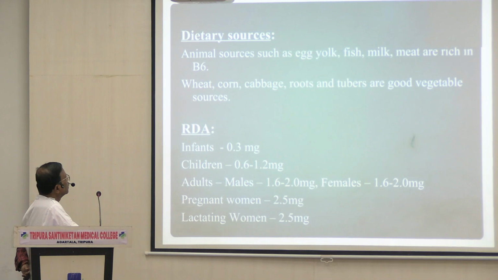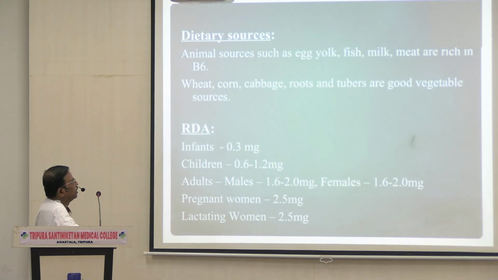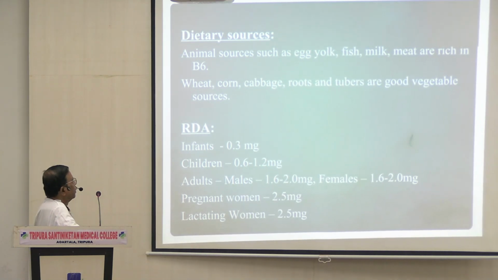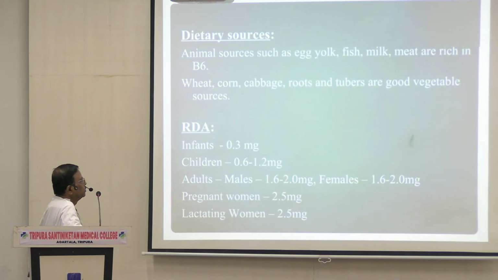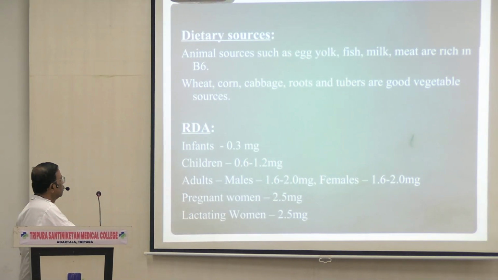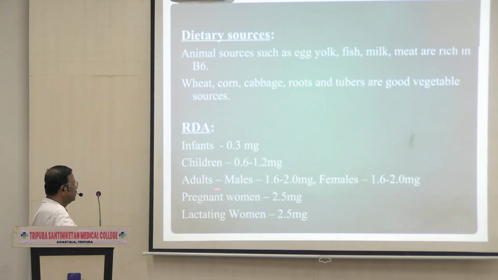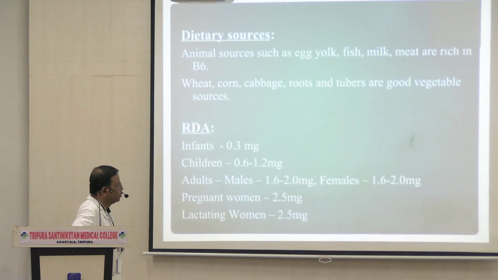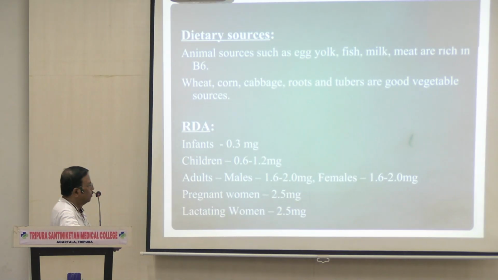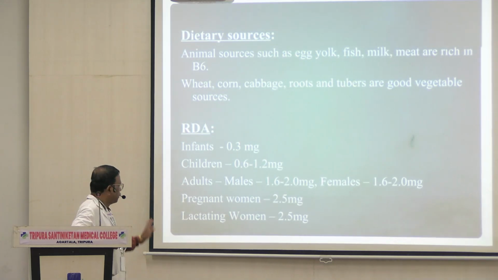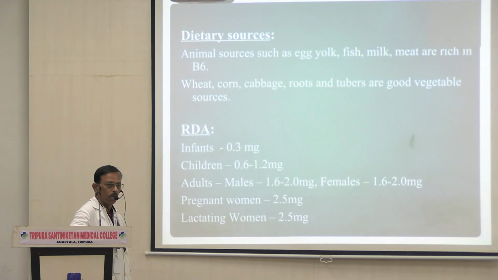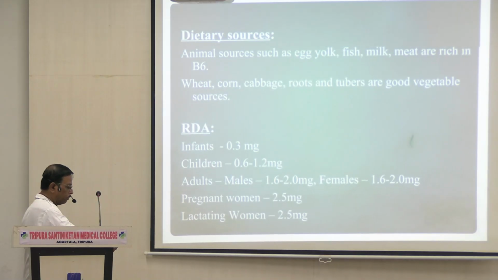It is abundantly present in egg yolk, fish, milk, meat, and vegetable sources: sweet corn, cabbage, roots and tubers are good vegetable sources. The RDA for an adult is 1.6 to 2 milligram per day. Children will get less, and pregnancy and lactation will have to get more, say 2.5 milligram.